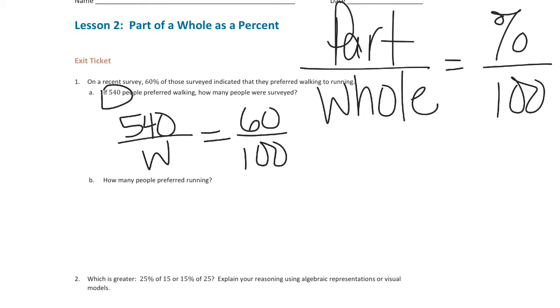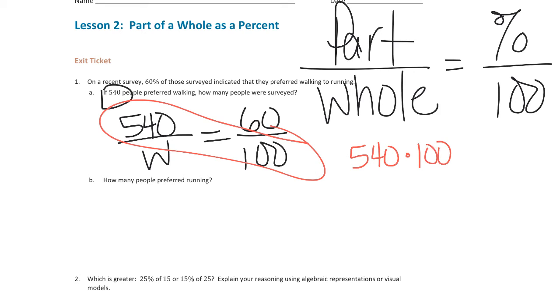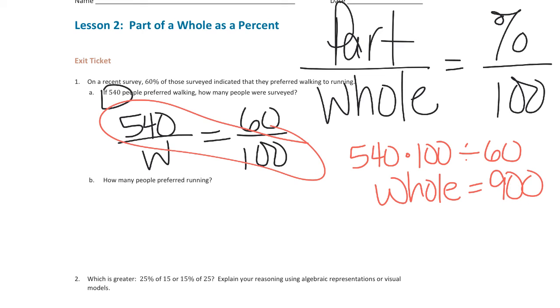over 100. And so hopefully you remember, you take your two that are diagonal, multiply them, and divide by the number you haven't used. So we're going to plug in our calculator, 540 times 100 divided by 60. And so when we do that, turn my calculator back on here, 540 times 100 divided by 60, and we get 900. So the whole is 900. 900 people were surveyed.